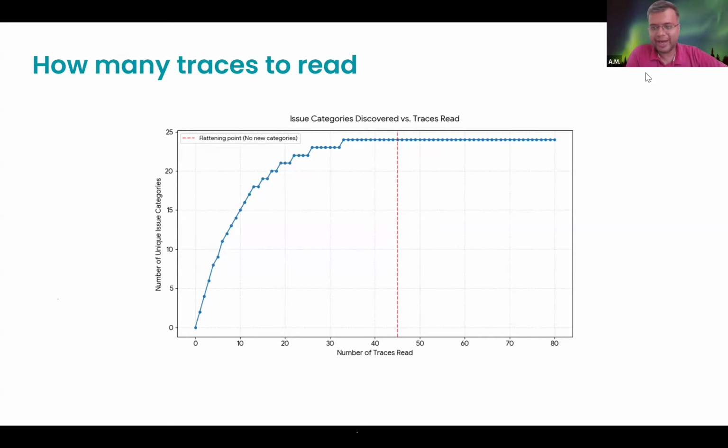If you plot that in a graph, with the number of traces on the x-axis and the number of unique issue categories on the y-axis, beyond a point in time you will start seeing that there are no new issues you're able to encounter. This is the place where you can say, okay, I have understood the lay of the land now, and let me start creating an eval system altogether.